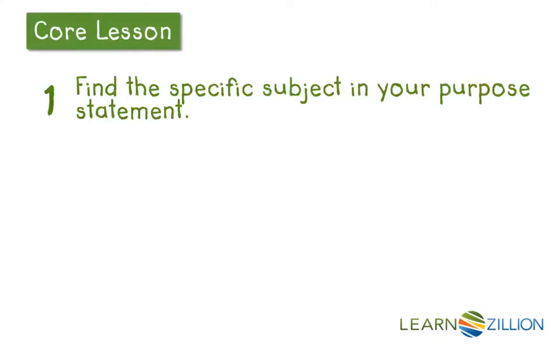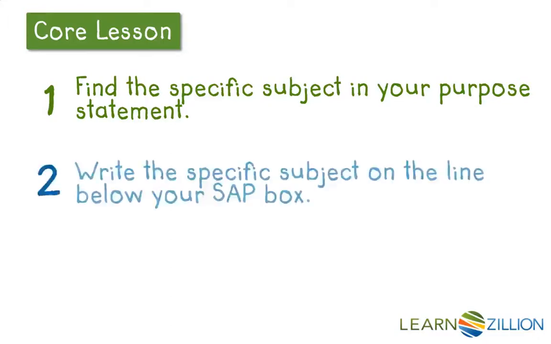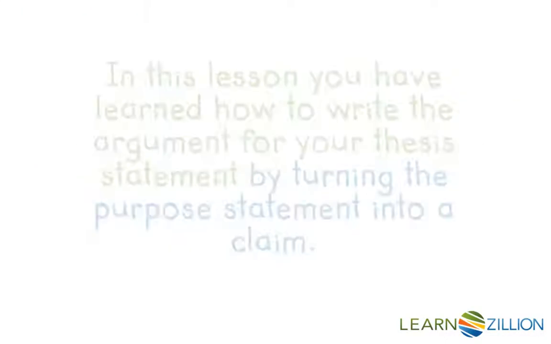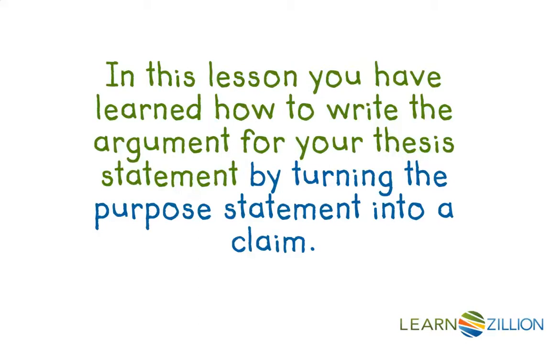But in order to get to this part, you first need to find the specific subject in your purpose statement. Then you need to write that specific subject on the line below your SAP box. And then you're going to complete the claim by adding your opinion about the subject. In this lesson, you have learned how to write the argument for your thesis statement by turning the purpose statement into a claim.